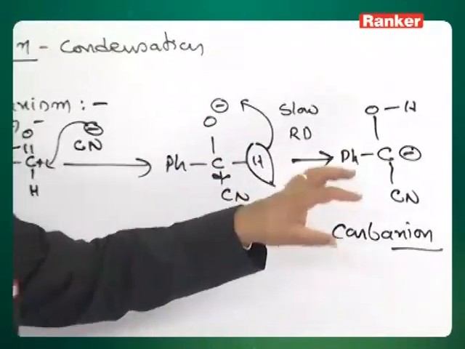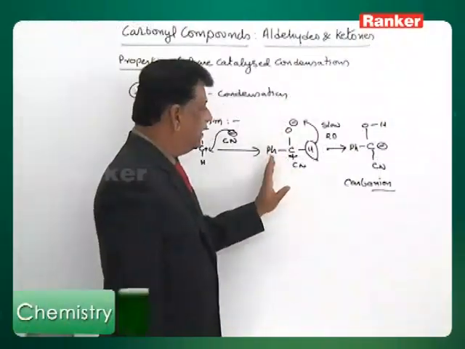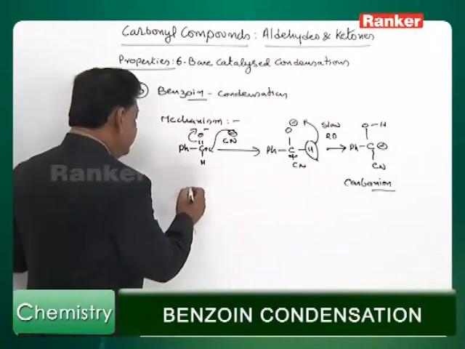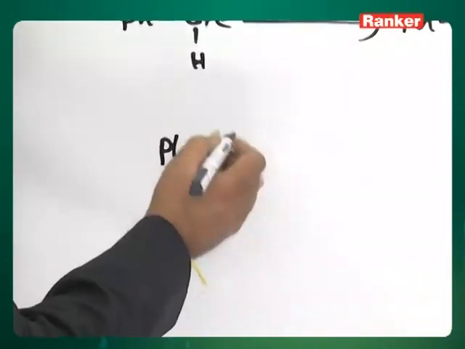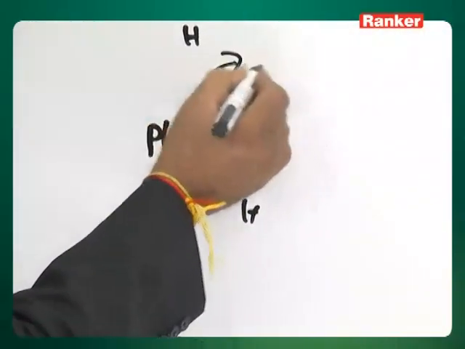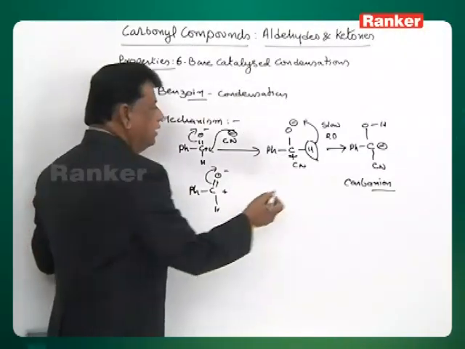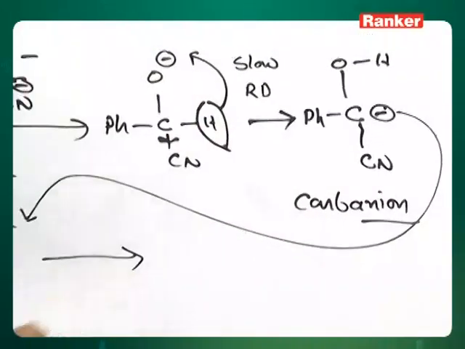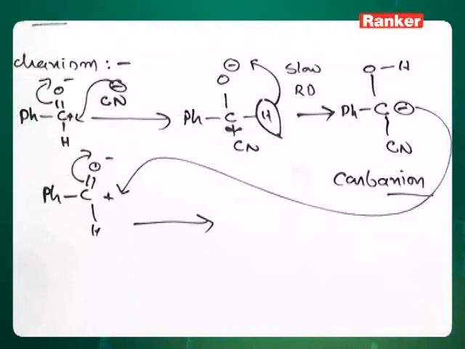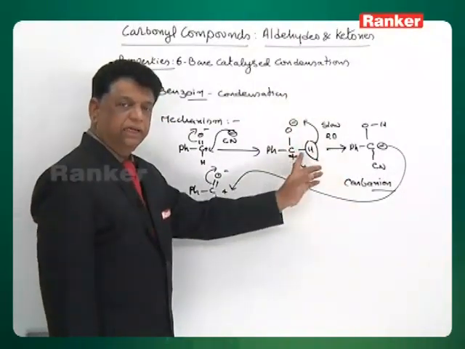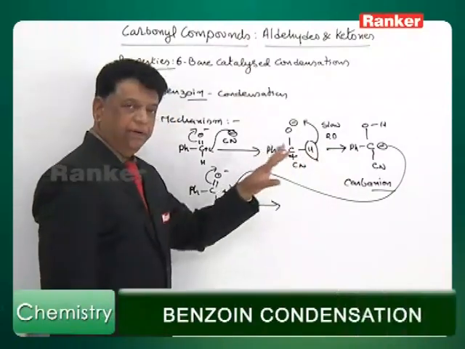When the anion comes, the anion formation is the slow step. Once the anion is formed, there is another benzaldehyde waiting to receive the anion. So, it polarizes into minus and plus. On the plus, this minus will attack. Okay. So, this is a very important step, not the RD step. The RD step is no doubt kinetically very important, that is the rate determining step.